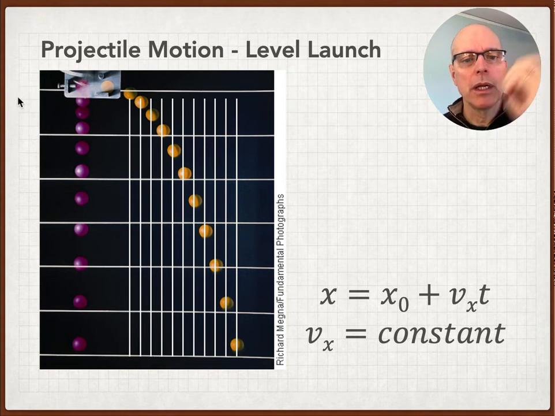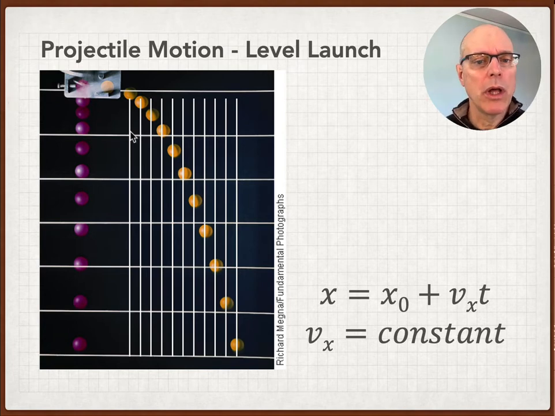The purple one is just released and let to fall to the ground. The orange one, at the moment that they're launched, is given a little bit of a shove to the side by this ball launcher up top, and then after that there's no more sideways forces, and so that ball falls to the ground. I wanted to point out two things about this.